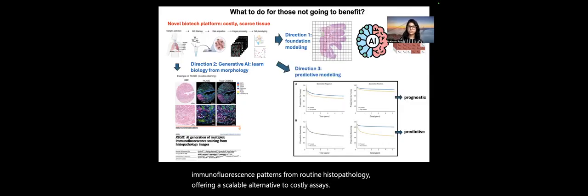Then the third is predictive modeling, where AI learns patient-level signatures to predict patient treatment outcomes. The Kaplan-Meier curve on the right shows how model-derived biomarkers can stratify survival and potentially guide therapy decisions.